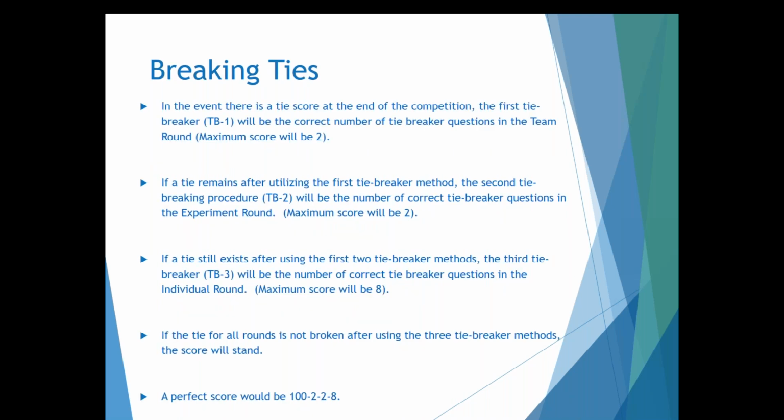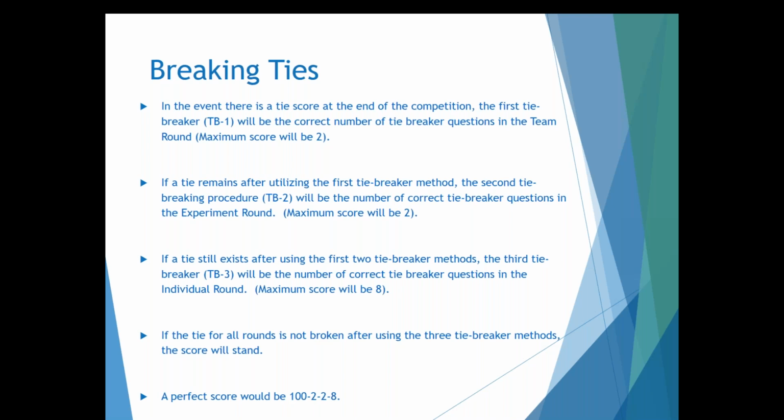Breaking ties, we have not changed the tiebreaker process. In the event there's a tie score at the end, the first tiebreaker is the number of correct tiebreaker questions in the team round, and that's a maximum of 2. If the tie remains after utilizing the first tiebreaker method, the second tiebreaker will be the number of correct tiebreaker questions in the experiment round, maximum number 2.